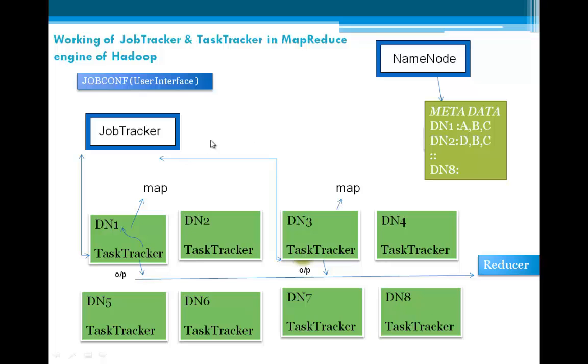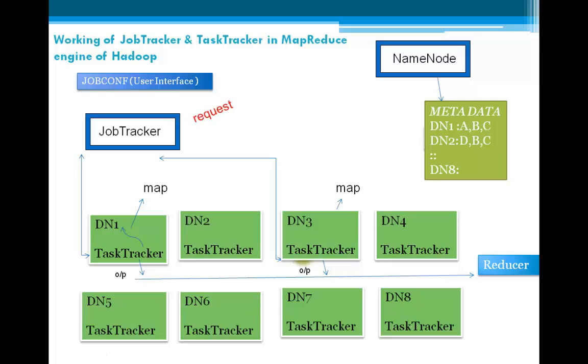Now we will take an example to show its working. Let's suppose the job tracker is like a police officer, the name node is like a surveillance department, and the task tracker is like an area constable. Now I am in Delhi and my car is stolen. Suppose I call the police officer to find it.